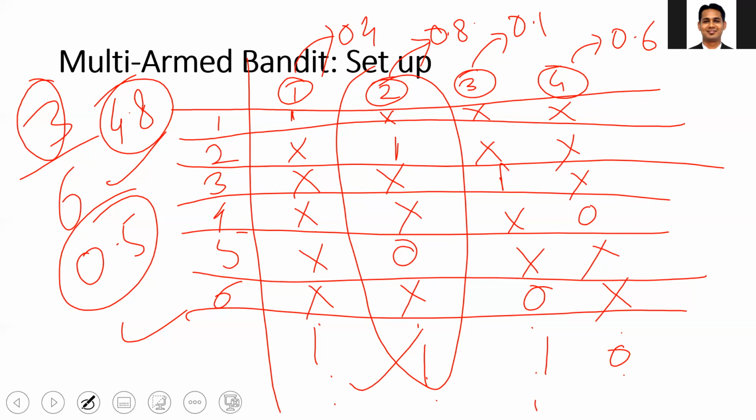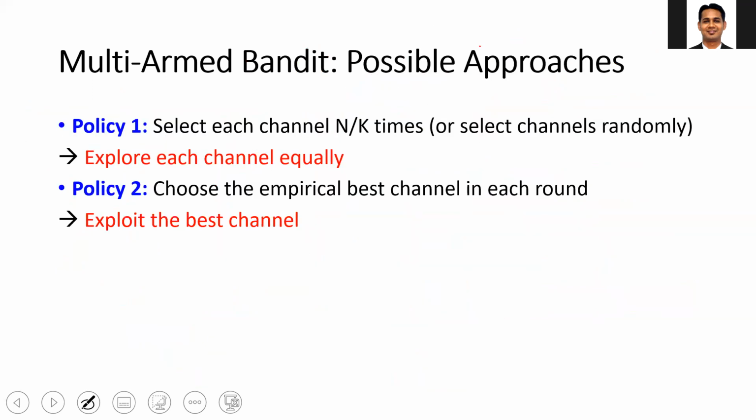I'll get 0.4 plus 0.8 plus 0.1 plus 0.6. So I'll get 1.9 divided by 4. So I'll get a corresponding average reward of around 0.5. But ideally, I should have got an average reward of 0.8. Okay, so this is not a good policy.